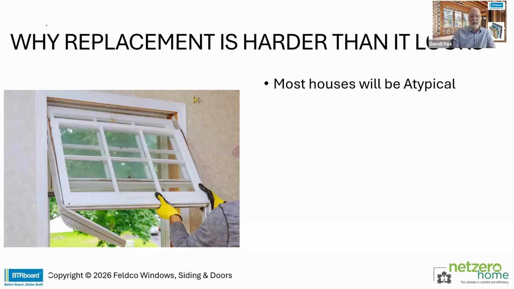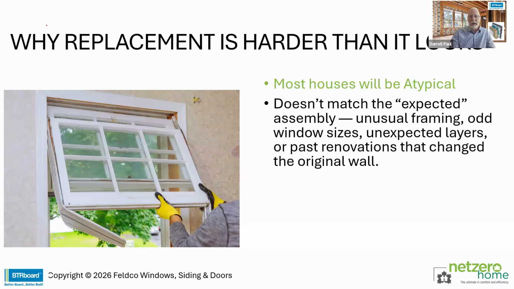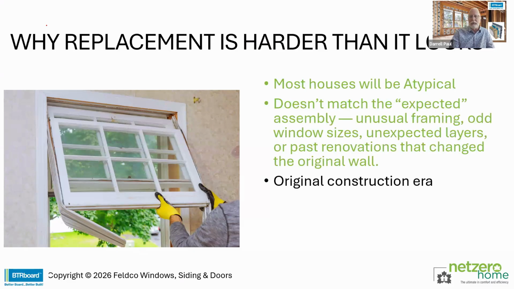And the reason is, at least from my experience, when you take an older building apart, how often has it been renovated? How often was the window a standard size, or did somebody get a window that was a custom size? So you might have unusual framing. You might have window sizes that are way out of whack. You might have layers in there that you never anticipated. And maybe past renovations have changed the wall.